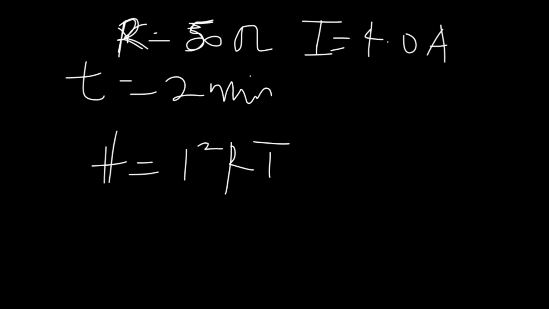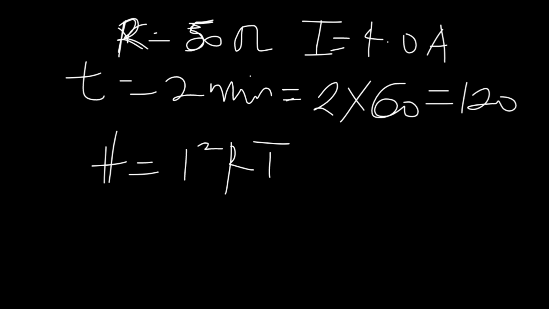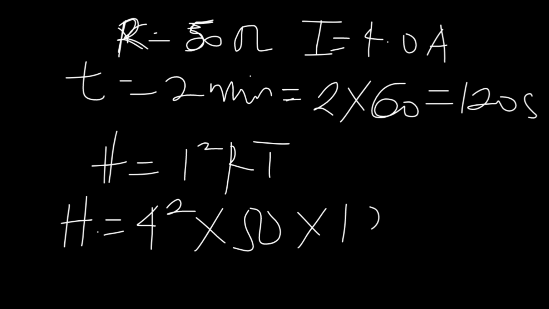First thing, we have to convert our time from minutes into seconds, so that will just be 2 times 60. That will give us 120 seconds. So H equals I squared Rt. Let us just input our parameters. So we have I as 4, this is 4 squared, R as 50, and t as 120.